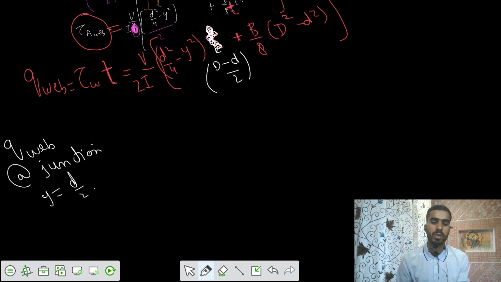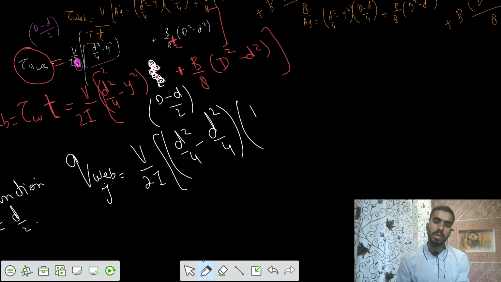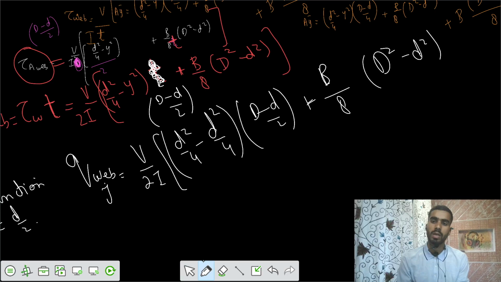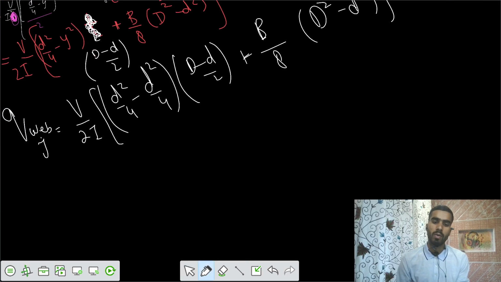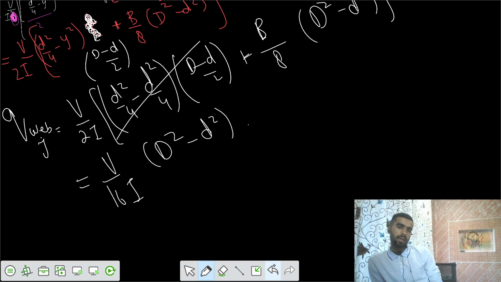If y goes to d by 2, the shear flow q in the web at the junction equals V by 2I, d squared by 4 minus d squared by 4, into D minus d by 2, plus b by 8 (D squared minus d squared). The first term goes to 0, so we get a value of V by 16I (D squared minus d squared).